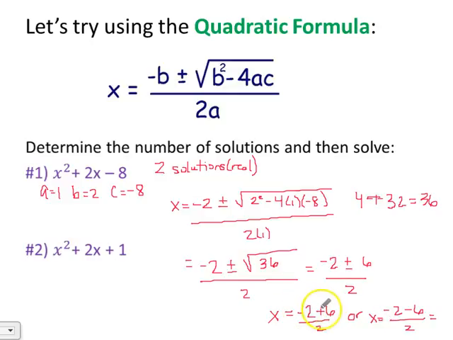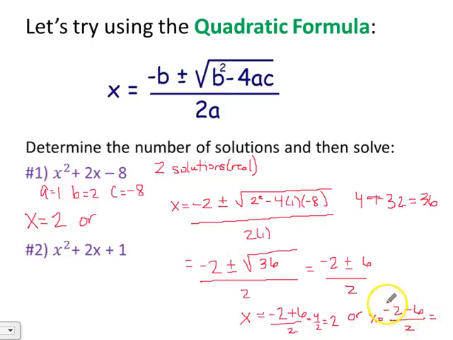So what's -2 plus 6? I'm going to move that over. Ooh, I'm missing the 2 on the bottom. -2 plus 6 is 4. And we've got 4 divided by 2, which is 2. So one of our answers is that x can equal 2.